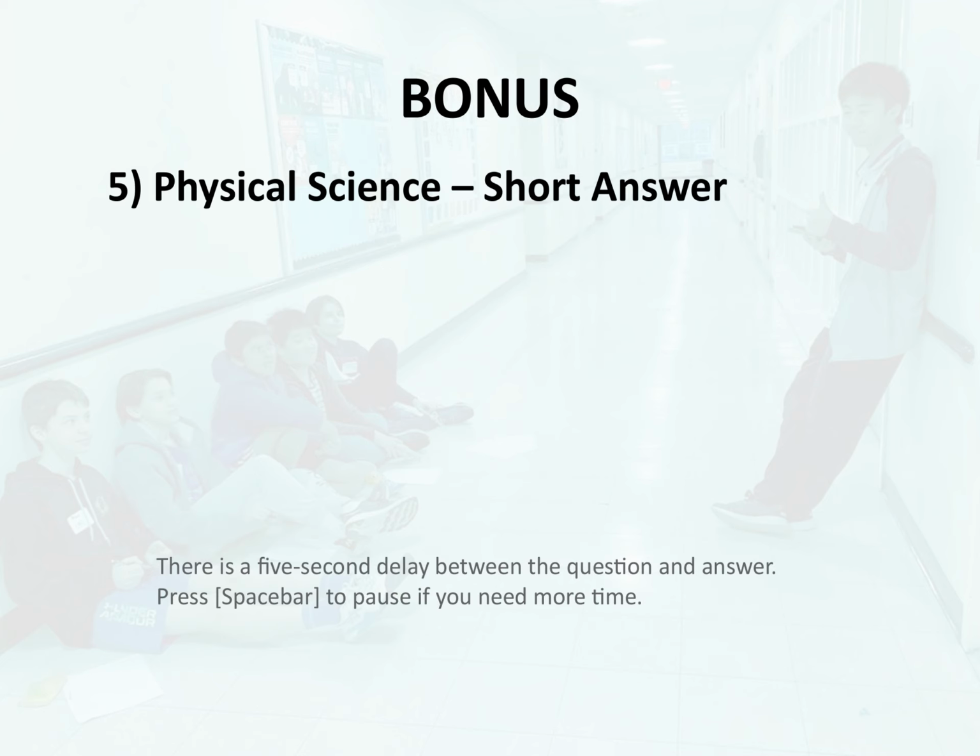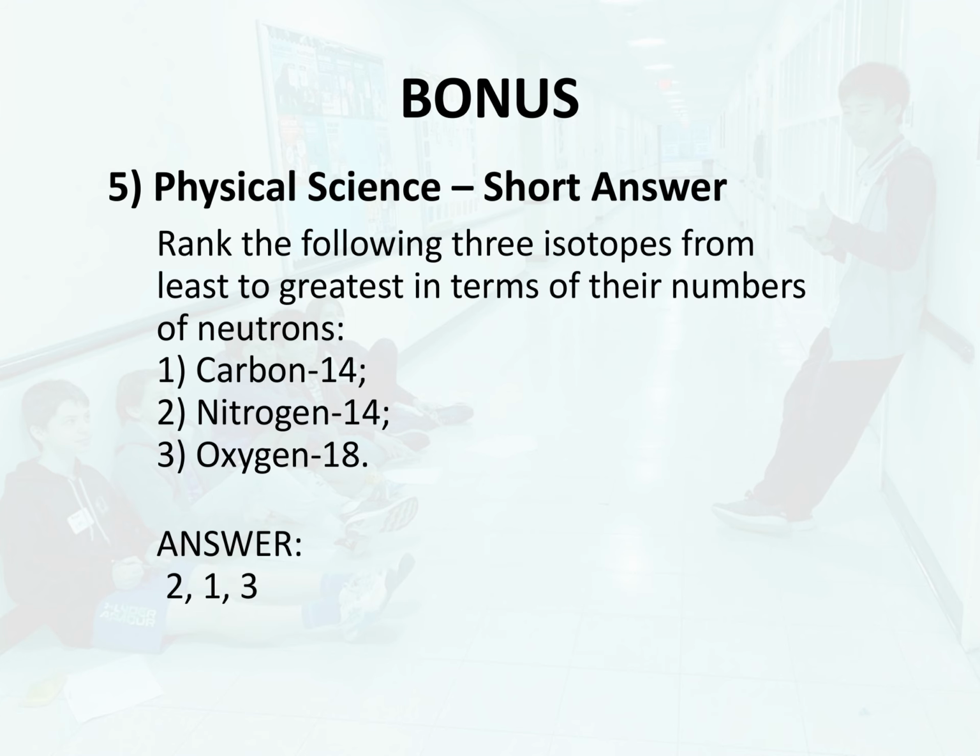Bonus 5. Physical science, short answer. Rank the following 3 isotopes from least to greatest in terms of their numbers of neutrons. 1. Carbon 14, 2. Nitrogen 14, 3. Oxygen 18. Answer, 2, 1, 3.